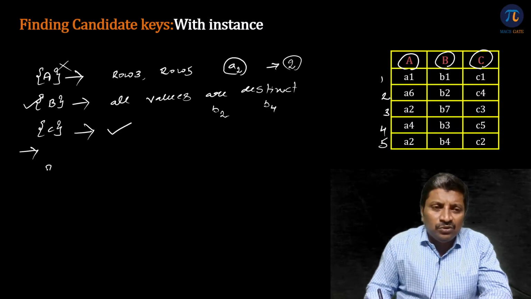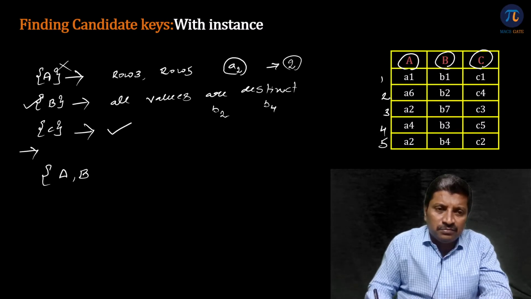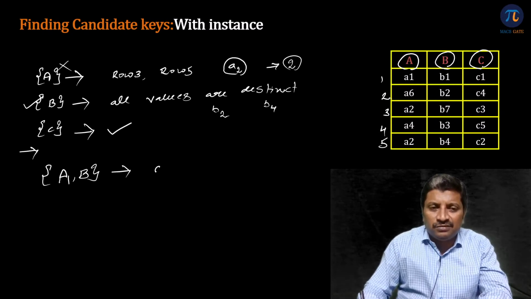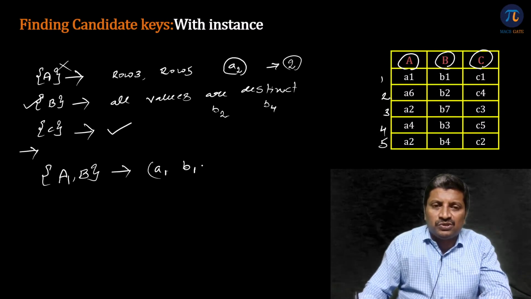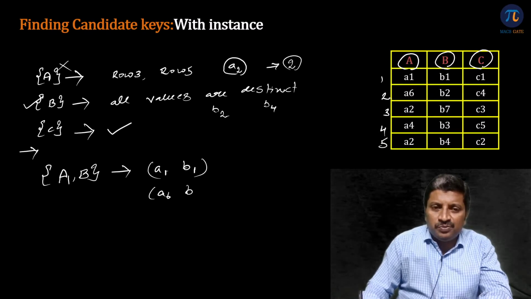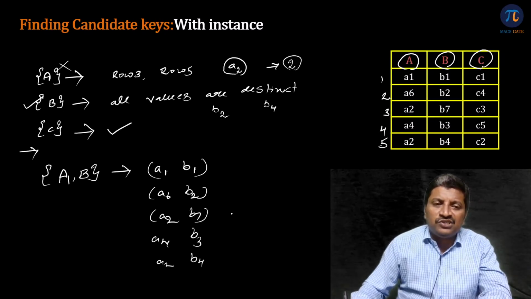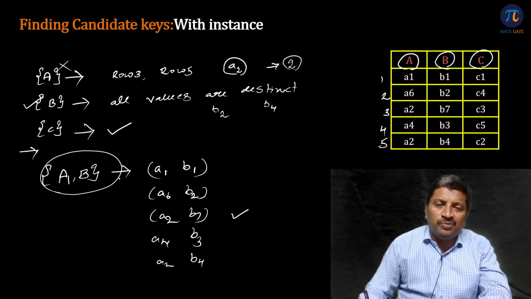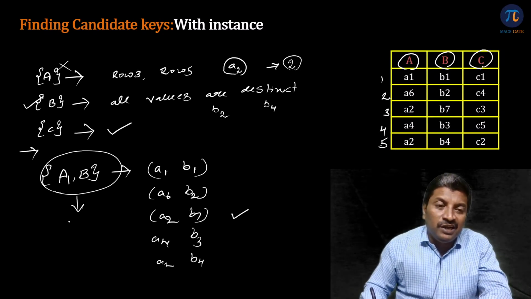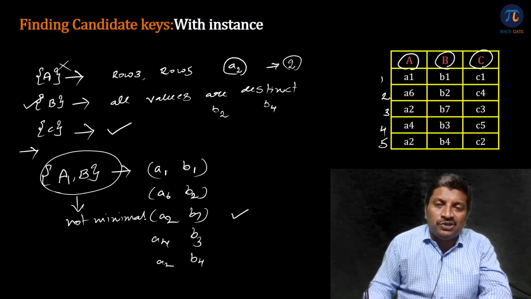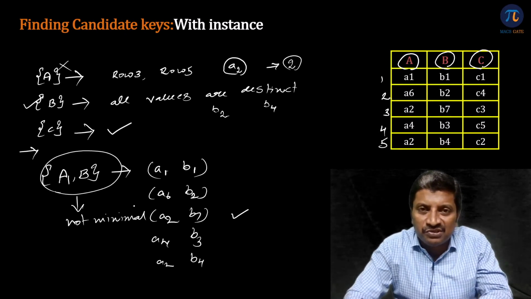Is that clear? Now the question is, can I say AB is a candidate key? If I consider the values A1 B1, A6 B2, A2 B7, A4 B3, A2 B4, all are distinct, but it is not minimal. It may be a key, but it is not a candidate key because it is not minimal. In this, B is mandatory, A is not mandatory. Hope you understood the definition of candidate key.